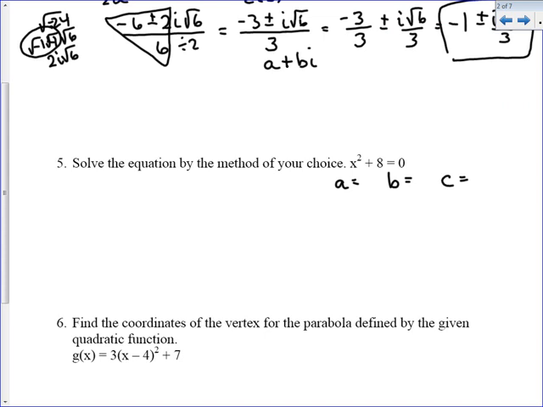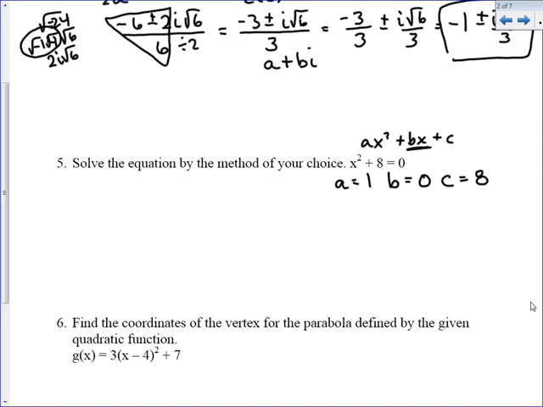But if you want to use the quadratic formula, what would A be for this problem? 1. What would B be? 0. I don't have, remember our form is ax squared plus bx plus c. It's not just first, second, third. It's with the x squared, with the x. I don't have the x term, so b would be 0. C is the constant, the number by itself. C would be 8. So make sure if you're going to rely on the quadratic formula that you properly pick out a, b, and c. It's not just first, second, third. A is with x squared, b is with x, c is the constant.